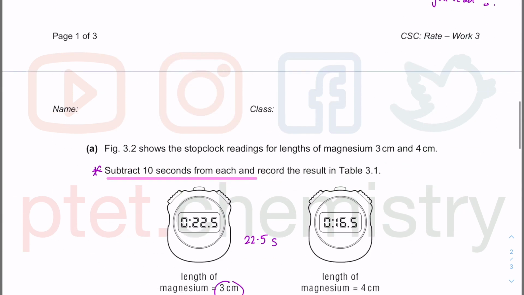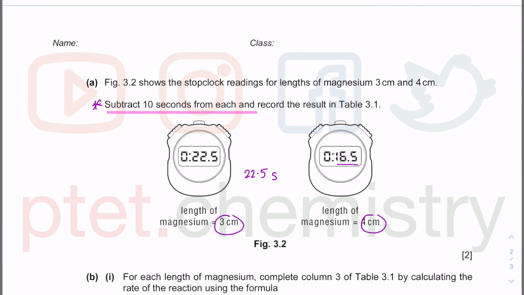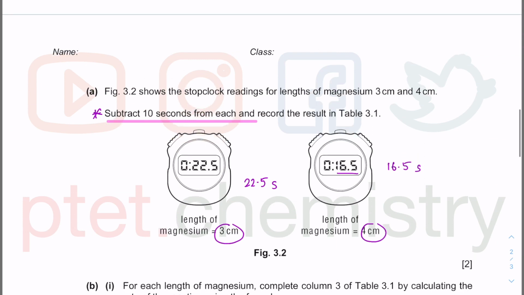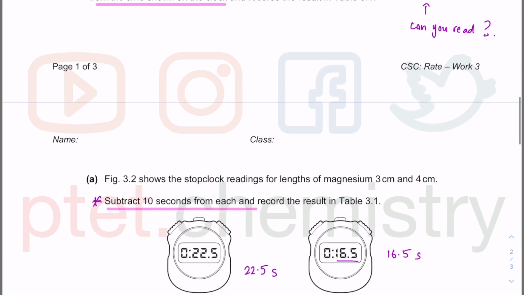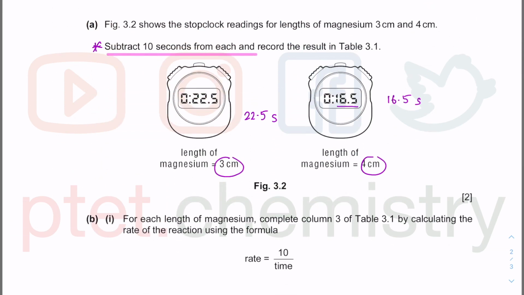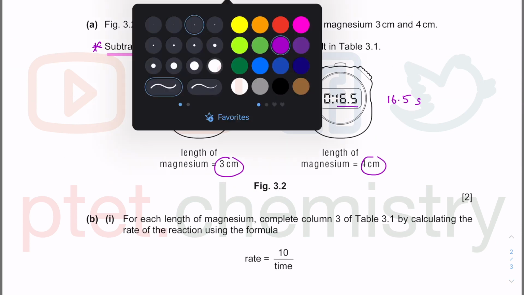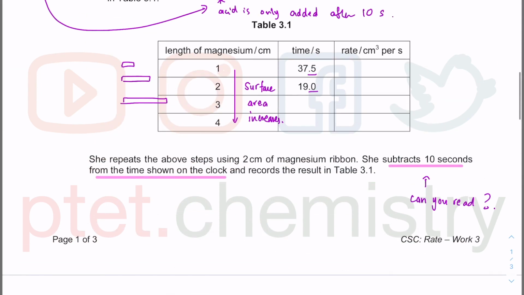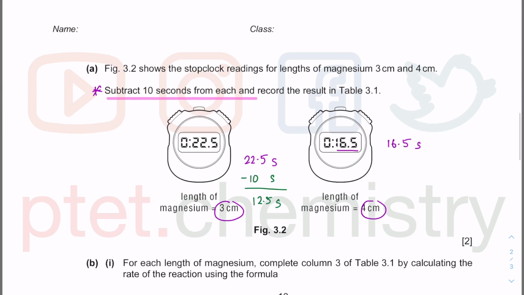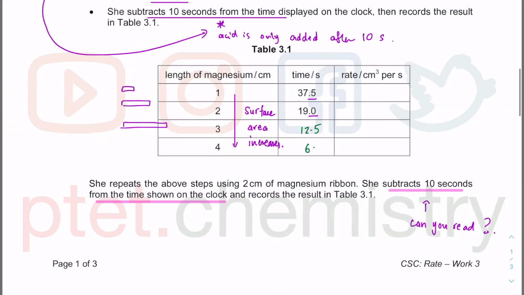22.5 there. Number 4 here, you have 4 cm, you have 16.5 seconds. So I'm just going to write 16.5. However, I made a mistake. You know what my mistake was? My mistake was I forgot to subtract 10 seconds from each. So I need to take away 10 seconds. On the calculator, it will give me 12.5 seconds. That's my final answer, 12.5 and not 22.5 as you see here, based on the instruction here. Minus 10 seconds for the right hand side one. I get 6.5 seconds after I take away 10 seconds.